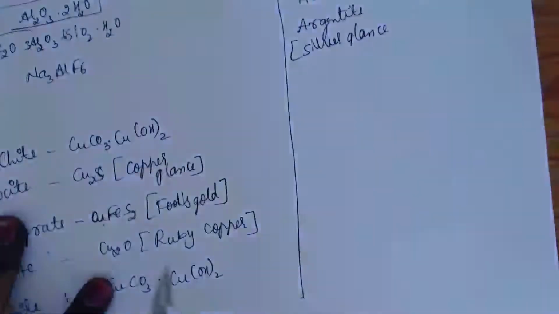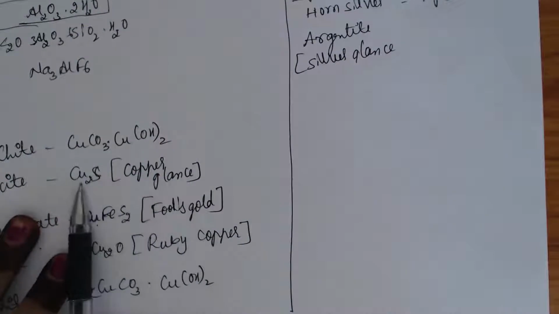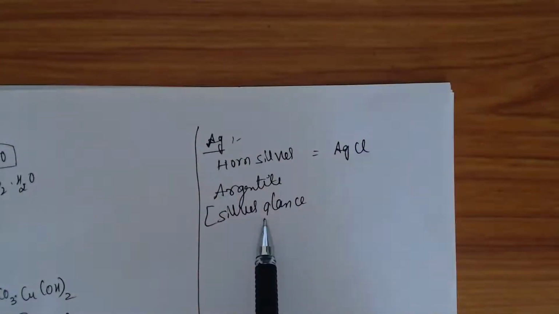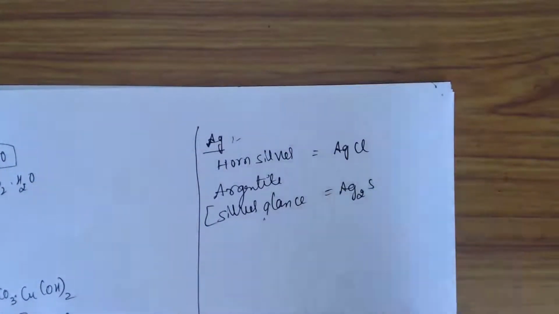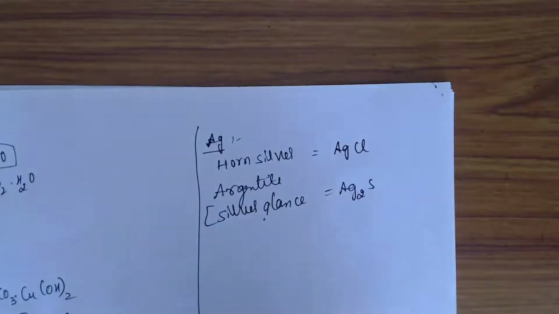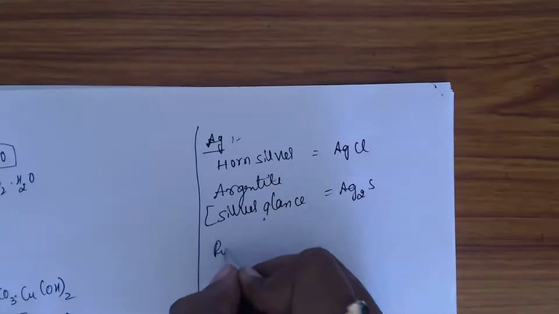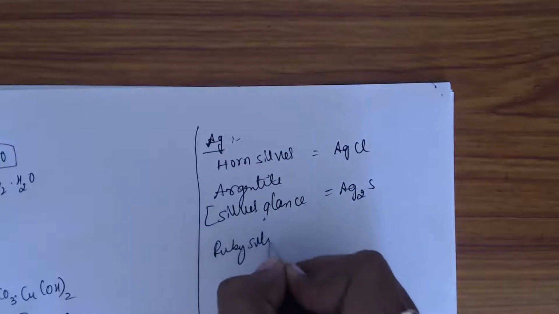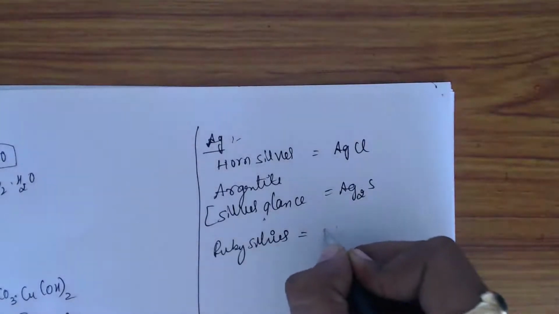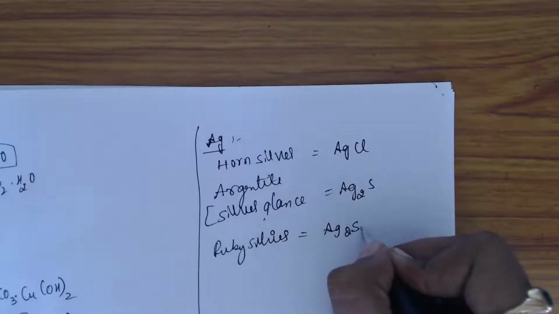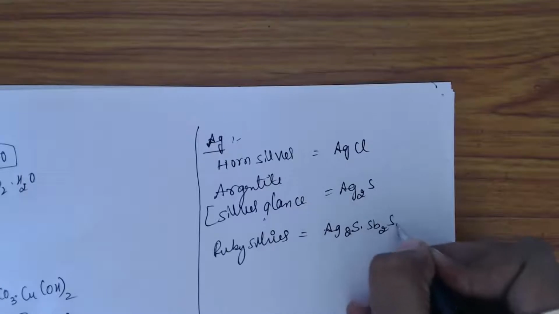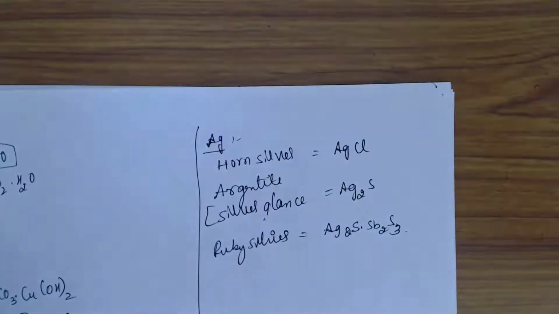So students, here we wrote copper glance means Cu2S. Here we have taken silver glance. That means what? Ag2S. Understood? Next, ruby silver. Ruby silver is also there. That means Ag2S, Sb2S3. This is called ruby silver.